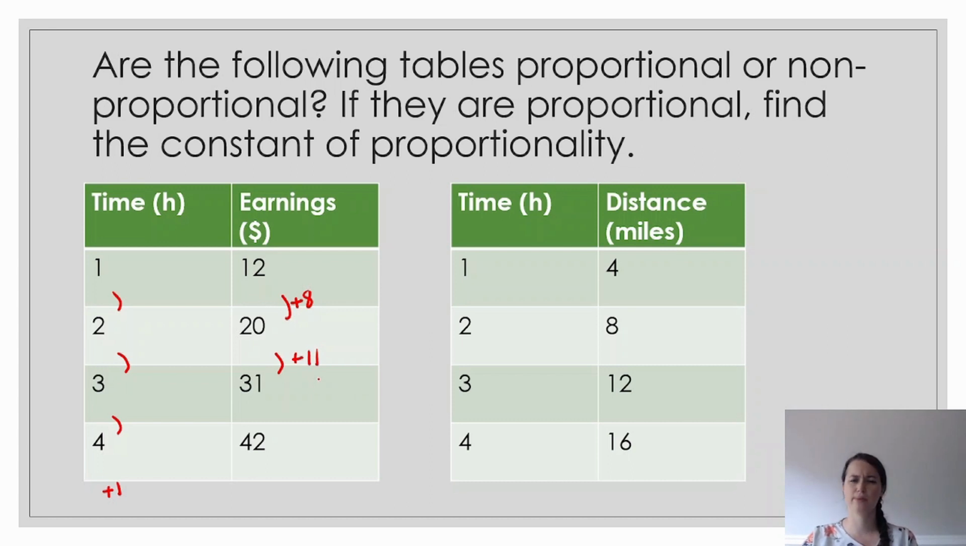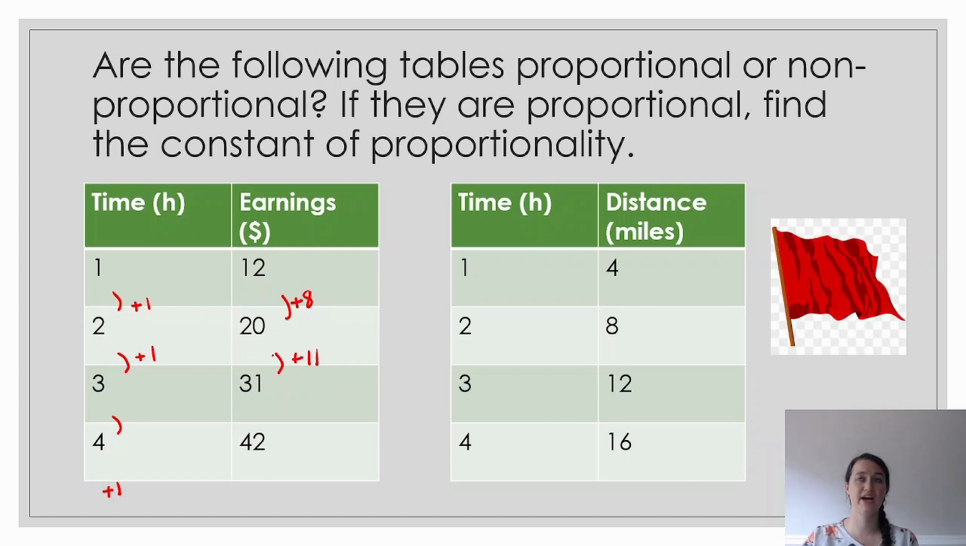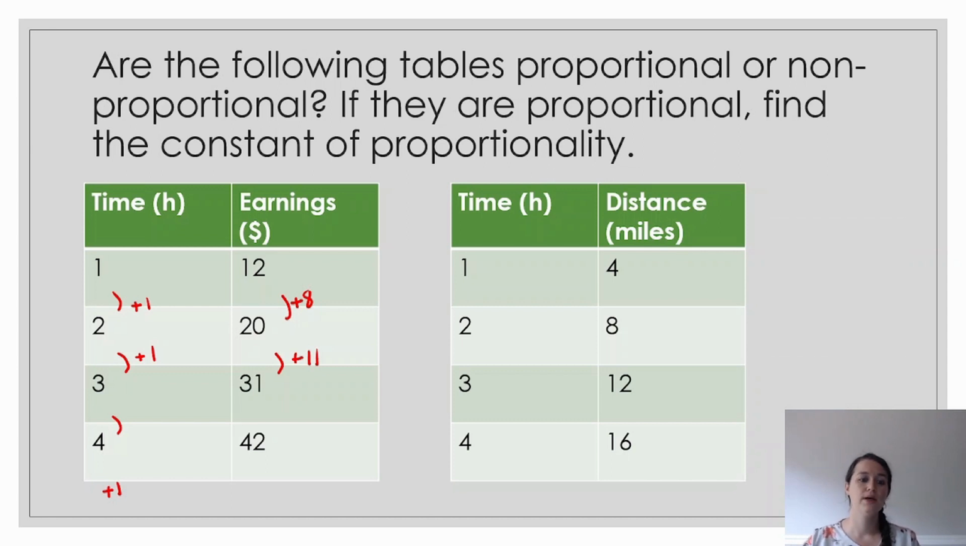Okay, I already have a problem here. Because all of these on the left side go up by ones, and right here, I already have a different value. I've got plus 8, plus 11. Red flag, total red flag. We do not have a proportional relationship. This shows some relationship, but not one that's proportional. So this would be non-proportional, because they don't increase at the same rate. Because if I went from 12, I wouldn't know, do I go down by 8? Do I go by 11? I don't know. I don't have enough information to see what kind of relationship that is.